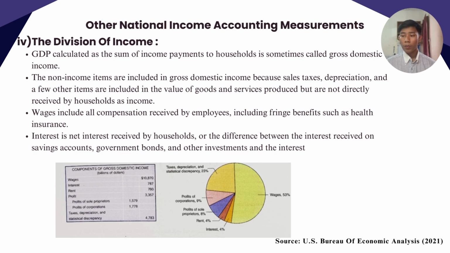Wages include all compensation received by employees, including fringe benefits such as health insurance. Interest is net interest received by households, or the difference between the interest received on saving accounts, government bonds, and other investments, and the interest paid. So in the picture below, we can see that the largest component of income received by households is wages, which are more than three times as large as the profit received by the sole proprietors and the profit received by corporations combined.